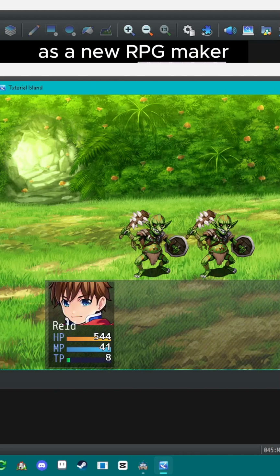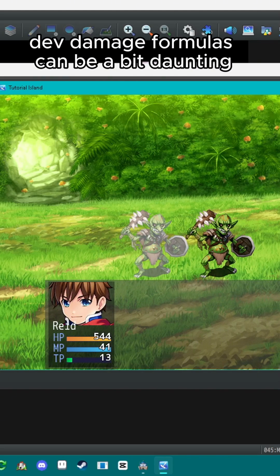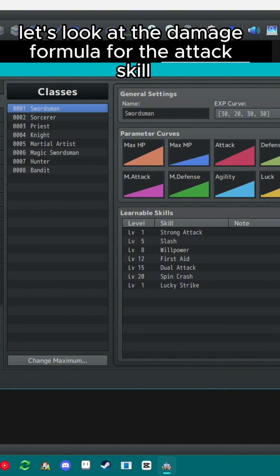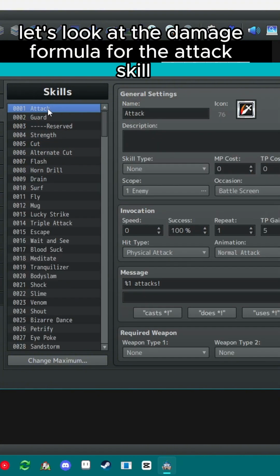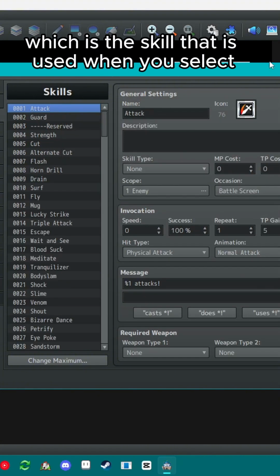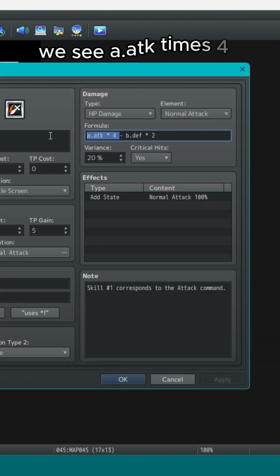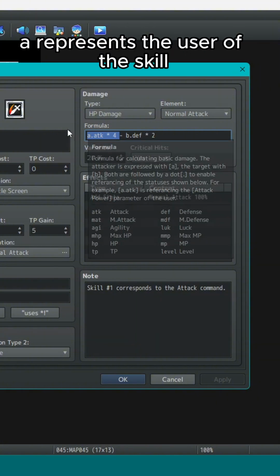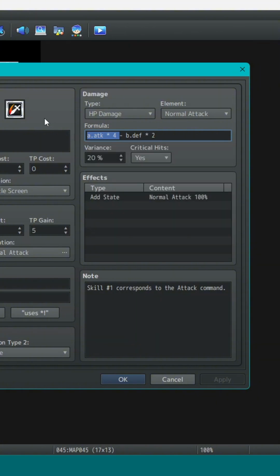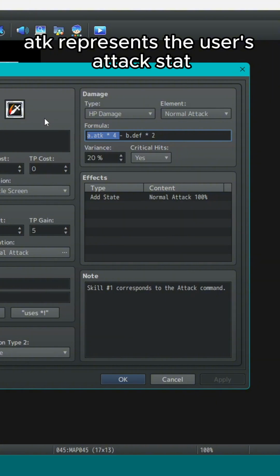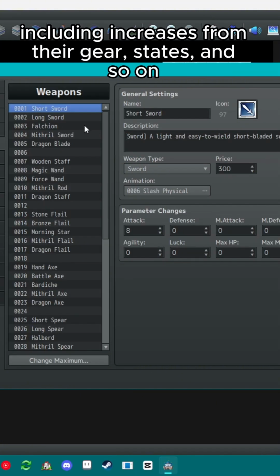As a new RPG Maker dev, damage formulas can be a bit daunting. Let's look at the damage formula for the attack skill, which is the skill that is used when you select the attack command. In the first part of the formula, we see A.ATK times 4. A represents the user of the skill. ATK represents the user's attack stat, including increases from their gear, states, and so on.